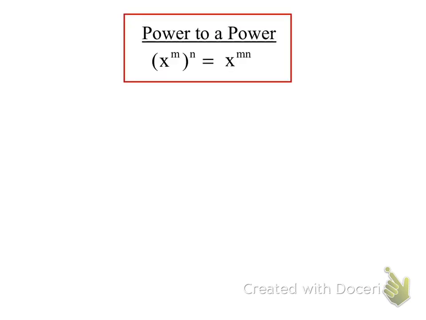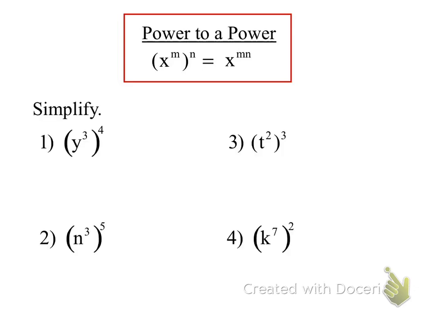All right, so let's use our power to a power. So in number 1, what are we going to do? Somebody help me through, go, Eitan. Y to the 12th. Right, we're doing y to the third power raised to the fourth power, which equals y to the 12th power. Pause the recording and you do 2, 3, and 4.